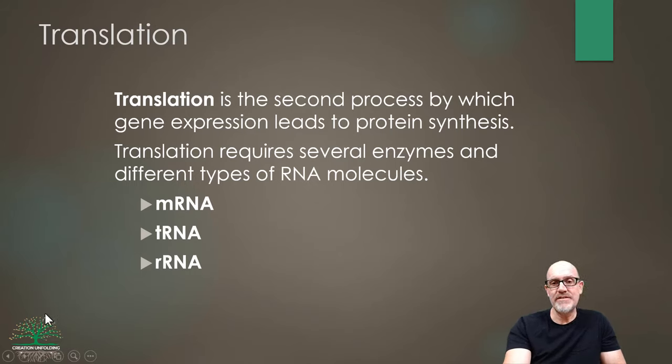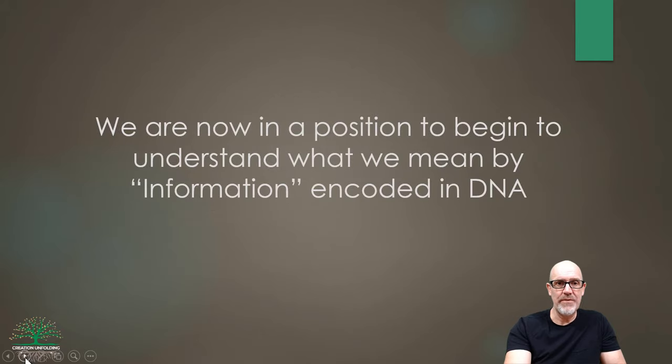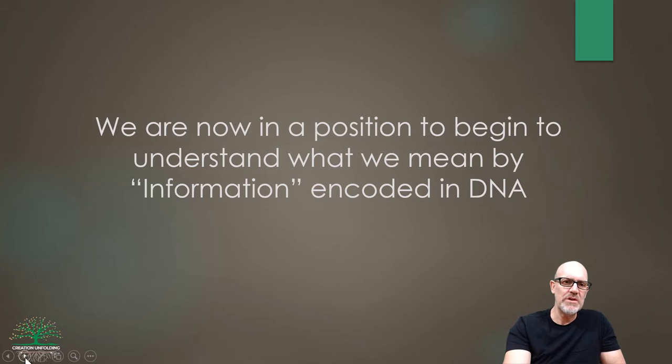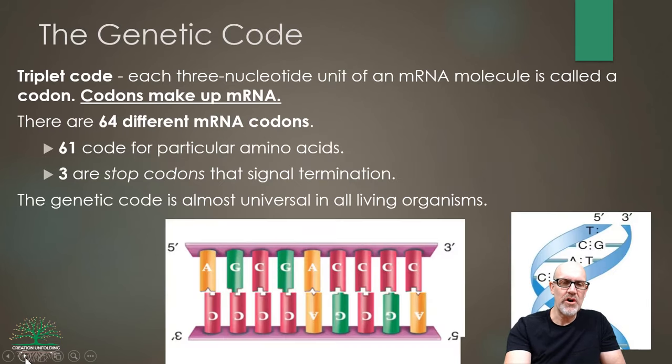There are two other players involved, tRNA and rRNA, and we'll talk about those. And while we're discussing this, we will be in a position to begin to understand what the word information means when we use that in relation to DNA, the information on a DNA molecule. So we're going to talk about the genetic code. We have to talk about the genetic code in order to really understand what a tRNA is. And, of course, we need to understand what the genetic code is in order to understand what information is, because this is where the information resides. It resides in this genetic code.